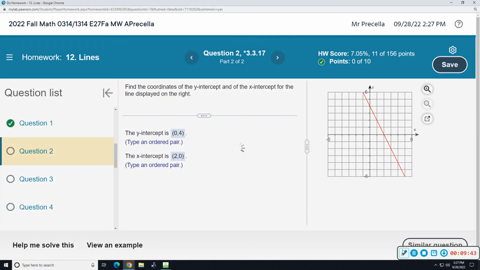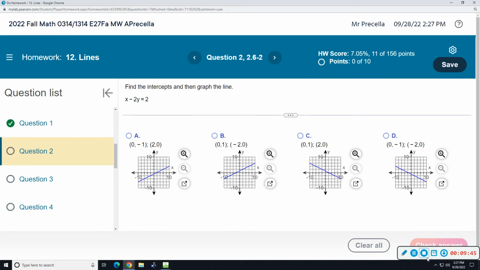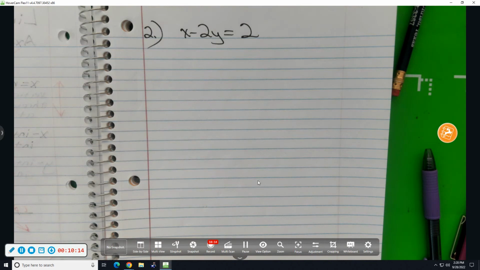Now, let's see problem number 2. Find the intercepts and graph the line. Oh, you see, they give it to us in multiple choice. I like the little graphing tools, but this is quicker. So, what is it? X minus 2y equals 2. It also gives you an idea of what Pearson MyLab was like. When it first was invented, it was Addison Wesley, I think, and then it switched over to Pearson. Back in the day, everything was multiple choice.